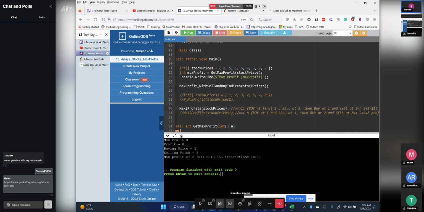Okay, so basically we need to find two of those, like 5 minus 2, which is 3, and 9 minus 1, which is 8. So 3 plus 8, 11. That's max you can get. You buy at 2, sell at 5, and again buy at 1, sell at 9. You can't find better than this.